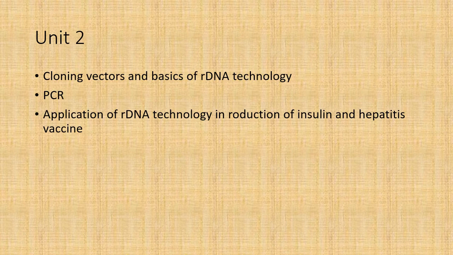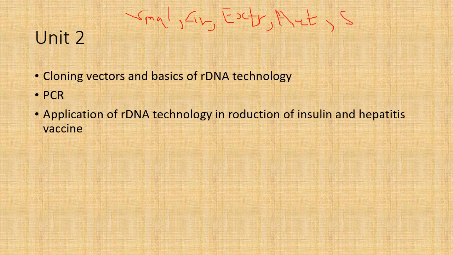In unit number 2, basically we have cloning vectors. Cloning vectors are agents that are small, circular, extra chromosomal, autonomous, and self-replicating. Whenever you hear the word vector, it means a carrier, something that is used to carry your desired gene, or your design, or your desired material.